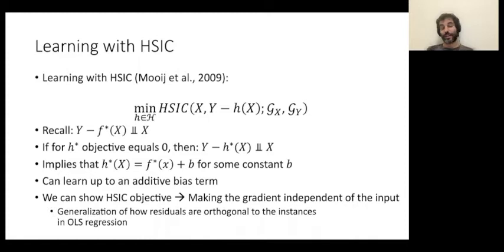And this generalizes the way, if you do OLS, ordinary least squares, the residuals are orthogonal to the instances. So this is a generalization. Instead of orthogonal, you have actually this HSIC, so you have a true independence if you manage to minimize it. So you can think of what we're proposing as a kind of strong generalization of ordinary least squares.